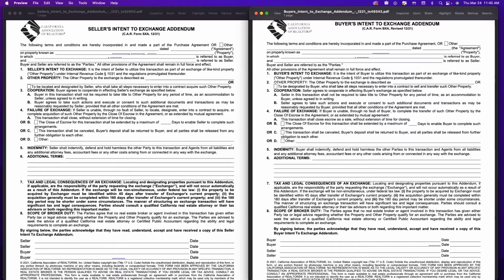If you are a seller doing an exchange on the property you're selling, you need to make sure that you incorporate the seller's intent to exchange addendum with your counters, so that it is agreed upon by the buyer and the seller.